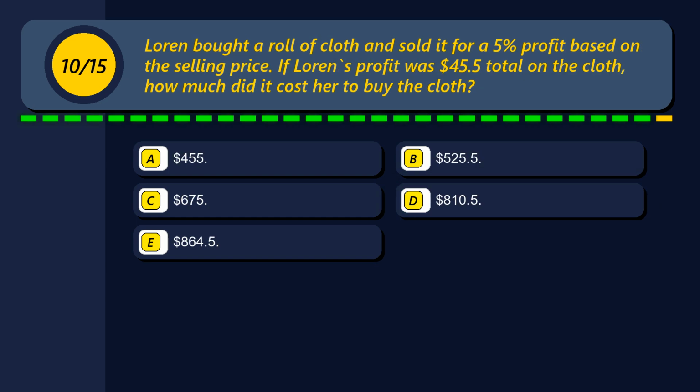Question 10. Loren bought a roll of cloth and sold it for a 5% profit based on the selling price. If Loren's profit was $45.50 total on the cloth, how much did it cost her to buy the cloth? Option A, $455. Option B, $525.50. Option C, $675. Option D, $810.50. Option E, $864.50.